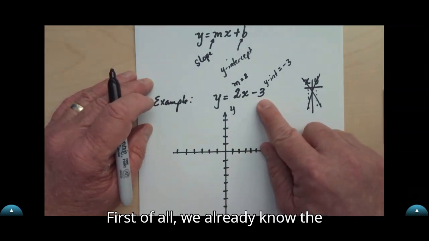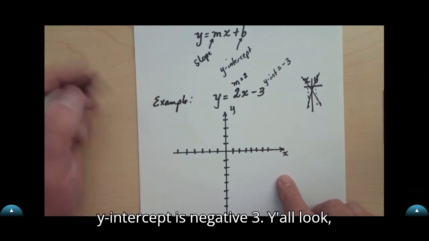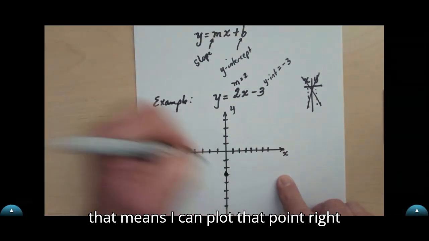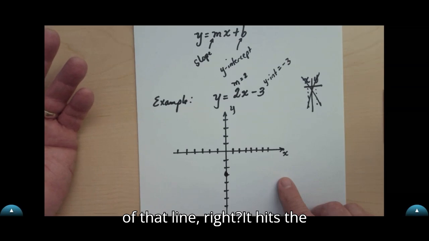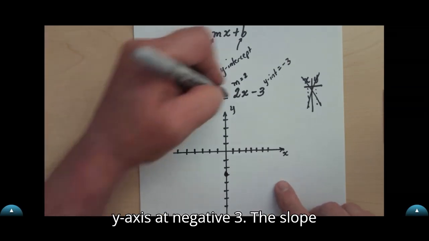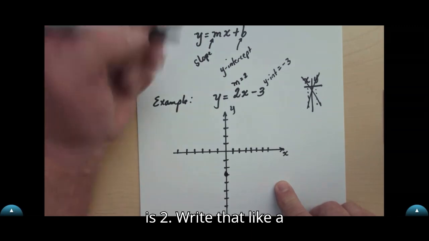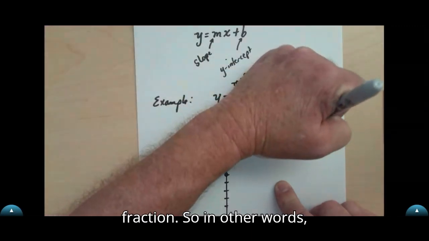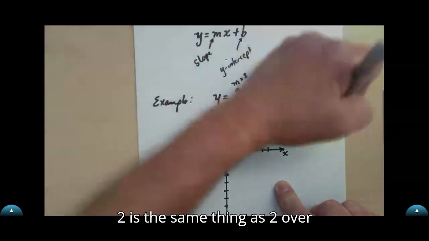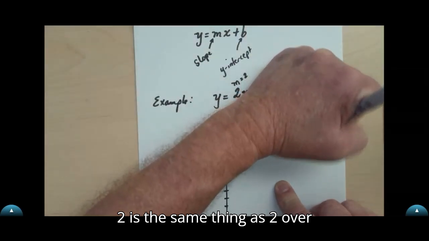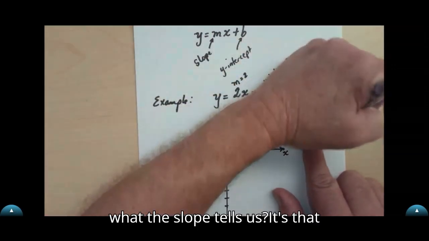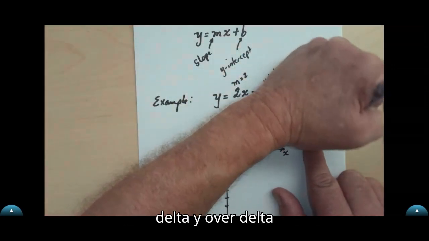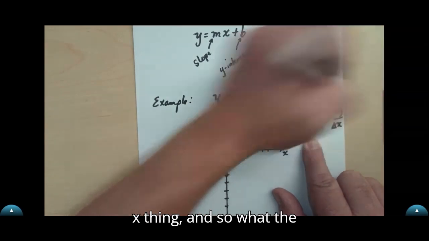First of all, we already know the y-intercept is negative 3. Y'all look, that means I can plot that point right away and say that that is the y-intercept. That's a point on the graph of that line, right? It hits the y-axis at negative 3. The slope is 2. Write that like a fraction. So in other words, 2 is the same thing as 2 over 1, right? Remember what the slope tells us? It's that delta y over delta x thing.